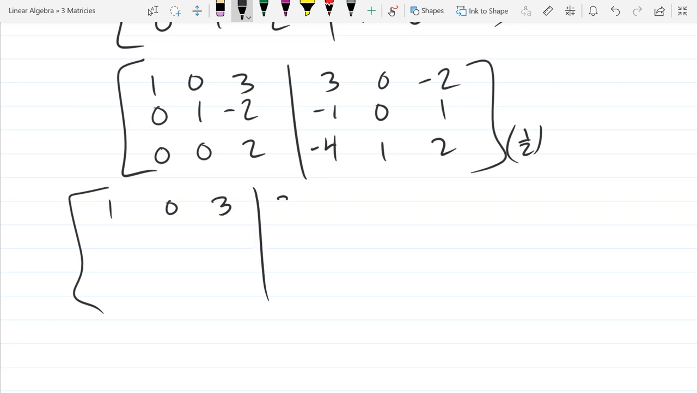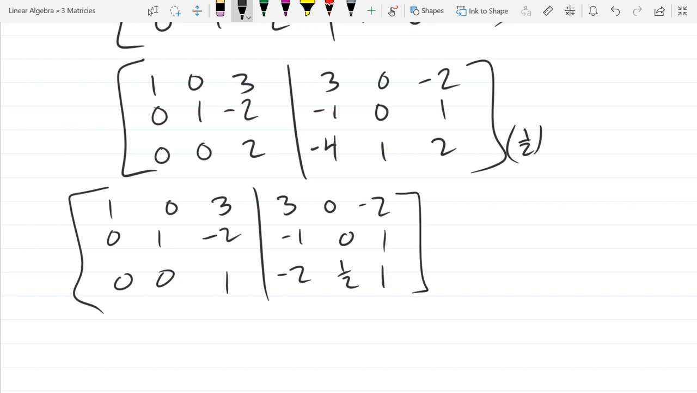1, 0, 3, 3, 0, negative 2. 0, 1, negative 2, negative 1, 0, 1. 0, 0, 1, negative 2, 1, 1/2, 1. Now we'll knock out column 3. So we're going plus 2 row 3, add that to row 2, and then minus 3 row 3, add to row 1.